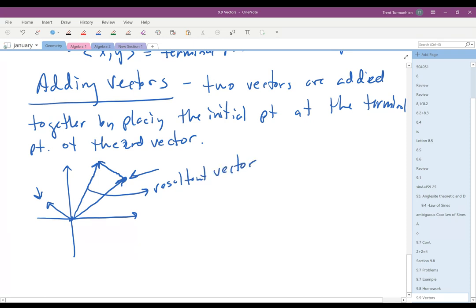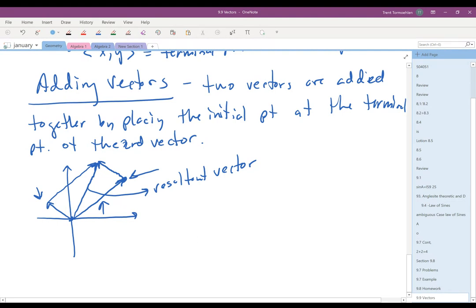Now, it actually doesn't matter the order you did it. You could have also taken the initial point of this one, the longer one, and put it at the terminal point of the shorter one. And if you did that, what you end up with is the exact same resultant vector. It turns out to be the diagonal of this parallelogram created, where the vectors are the sides of the parallelogram. So it doesn't matter the actual order that you add the two vectors together. The resultant vector is going to be the same either way, which is really nice.